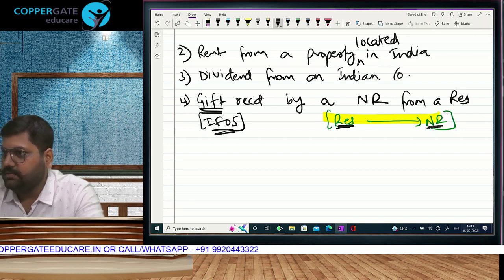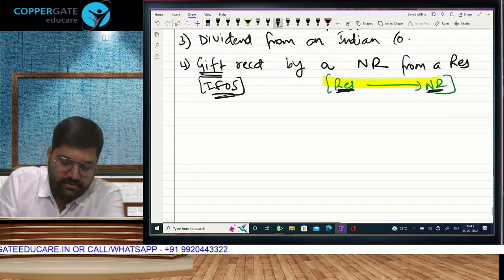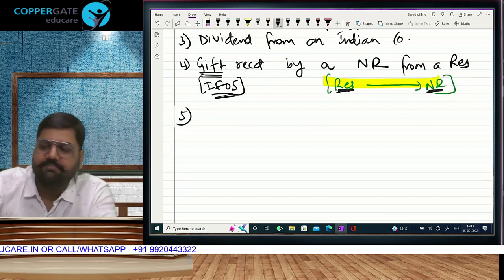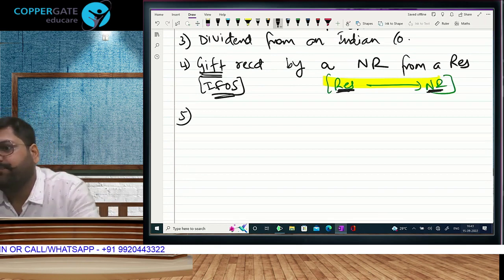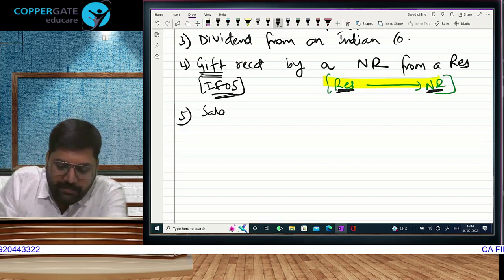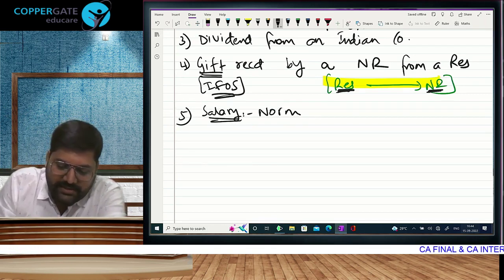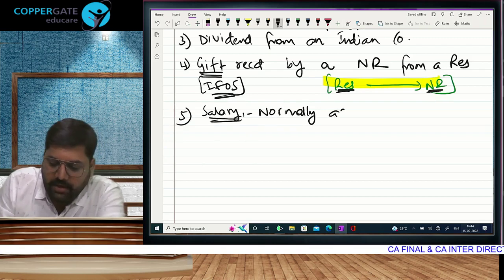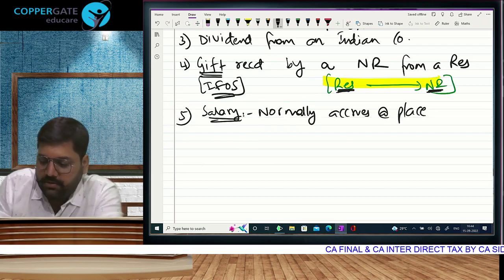Is that clear? Very good. Next, point number 5 in the list of incomes which are deemed to be Indian income. If we talk about the income called salary, do you understand? Salary normally accrues at place of work.